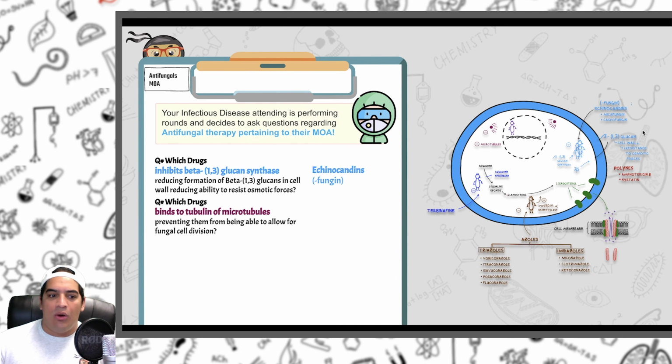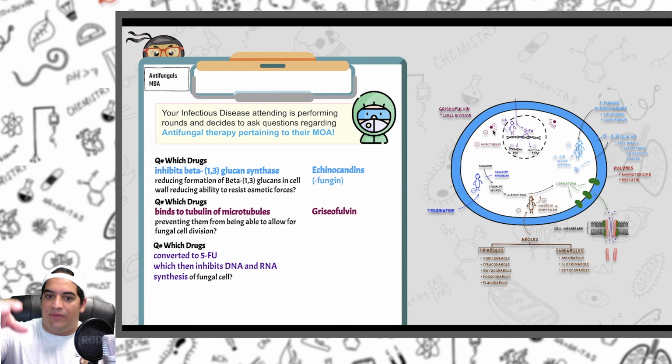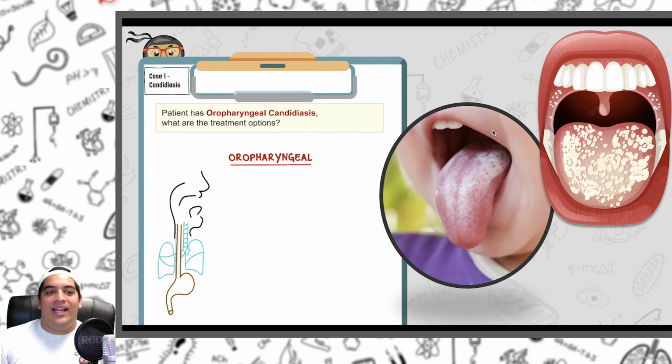Beautiful. All right, which one actually binds to the microtubules, particularly the tubulin proteins, and inhibits them, so that you can't separate the chromosomal DNA and help with the division of fungi, passing on genetic material? This is griseofulvin. Beautiful. I know you guys are killing it. All right, which is the one that comes into the cell, gets converted into 5-fluorouracil by cytosine deaminase, binds with the DNA, and inhibits it from being able to undergo DNA replication and also DNA transcription? This is flucytosine. Beautiful.